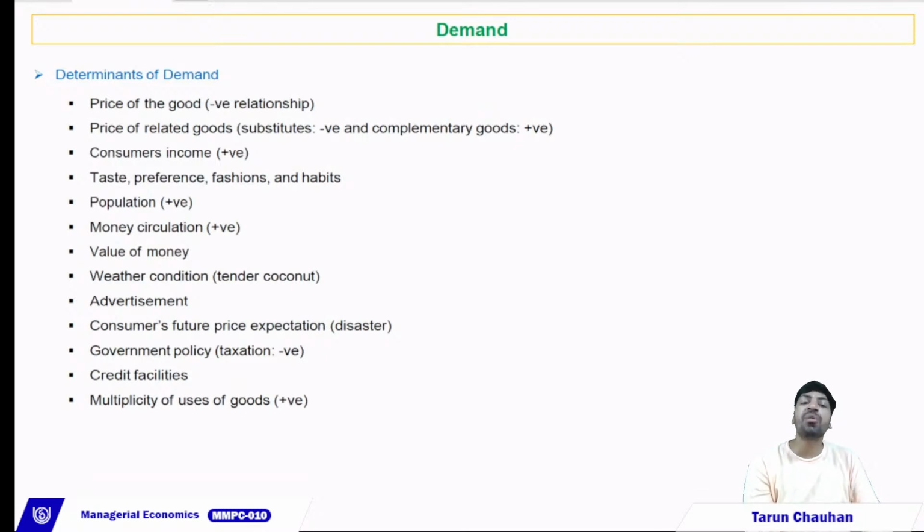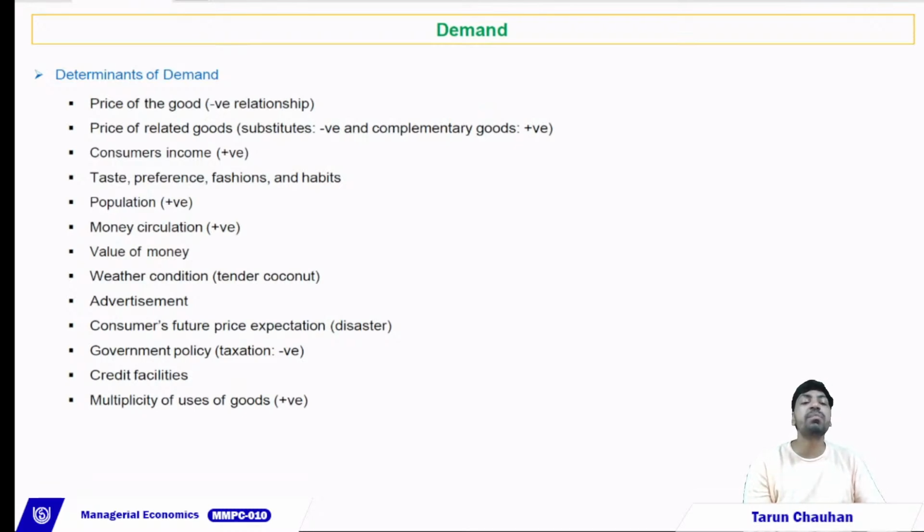The next one is credit facilities. Definitely credit facilities also increase the demand, because the more credit is granted by the banks to the consumers, accordingly their wants emerge and they start buying new products for their own purposes. That's why there is a positive relationship between credit facility and the demand of a particular product. For example, a washing machine, or a color television, which is mainly used by consumers.